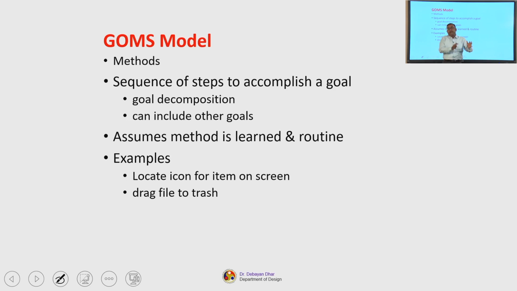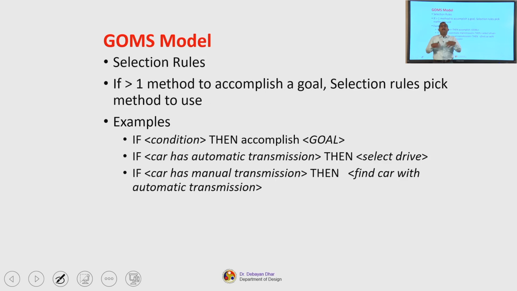So, goal decomposition includes other goals. It assumes the method is learned and routine. Examples: locate icon for item on screen, drag file to trash. Some are routine tasks. And then come selection rules. If there is more than one method to accomplish a goal, selection rules pick the method to use. Examples: if this condition, then accomplish this goal. If car has automatic transmission, then select drive. If car has manual transmission, then find car with automatic transmission.